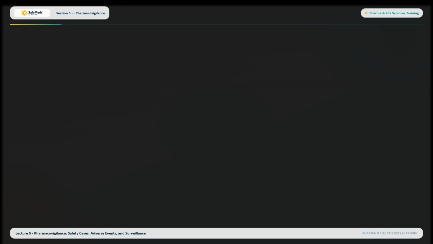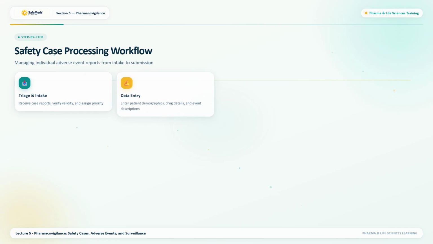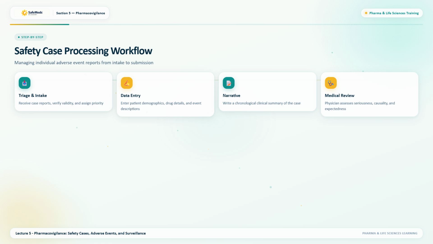compliance. Safety case processing represents the operational core of pharmacovigilance, involving the systematic management of individual adverse event reports from receipt to regulatory submission. The workflow begins with the intake and triage of safety reports received from clinical trial sites, healthcare professionals, consumers, or literature searches.